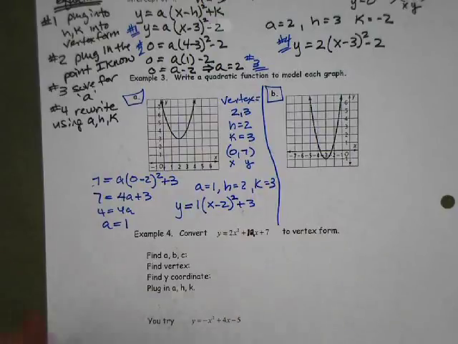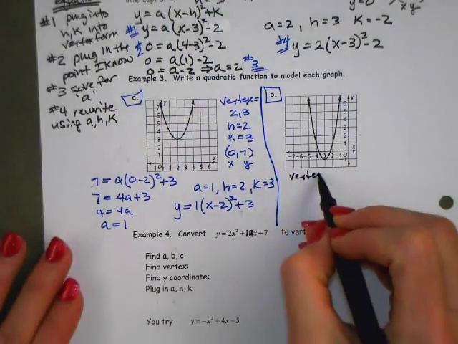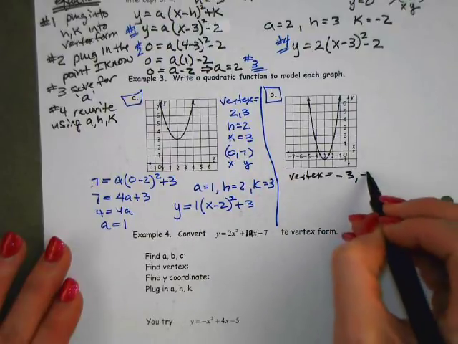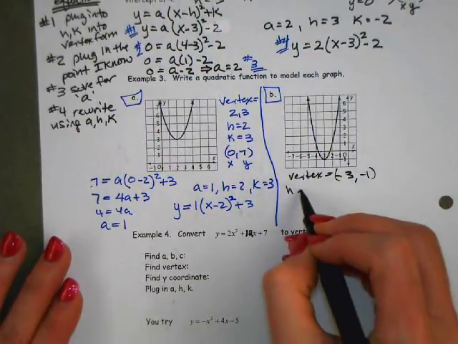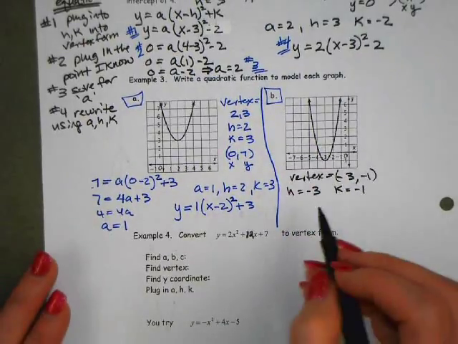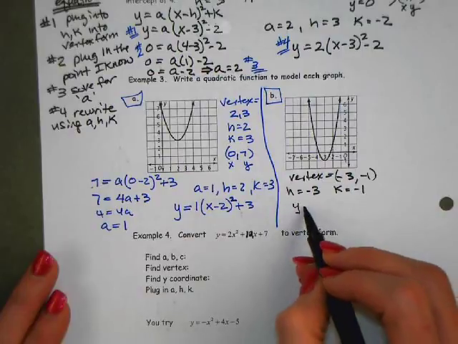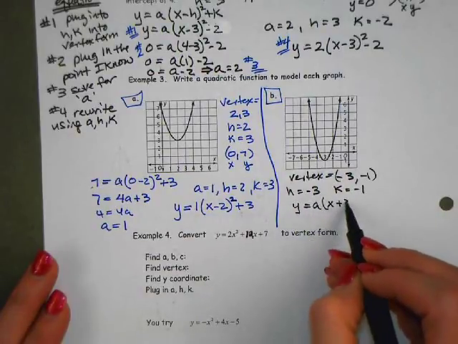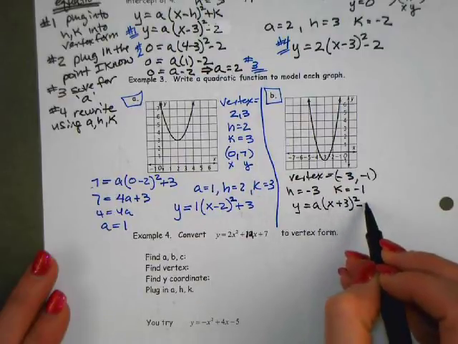So on this one here, our vertex is what point? Negative 3, comma, negative 1. Okay? So that means my h is negative 3 and my k is negative 1. Okay? So now I'm going to plug it in. I got y equals a times x minus your h, which is plus 3 squared minus 1.